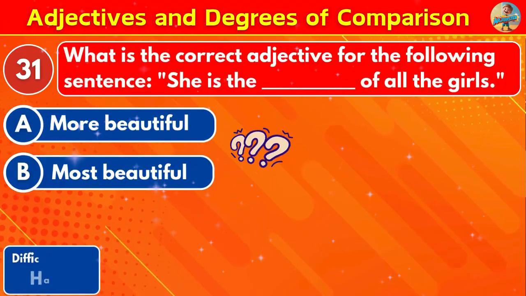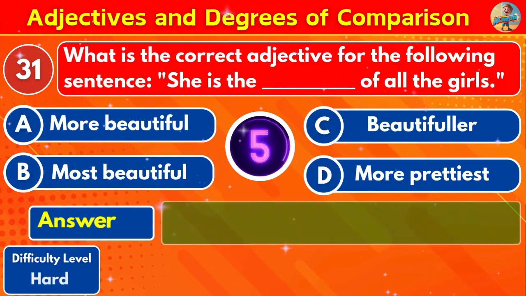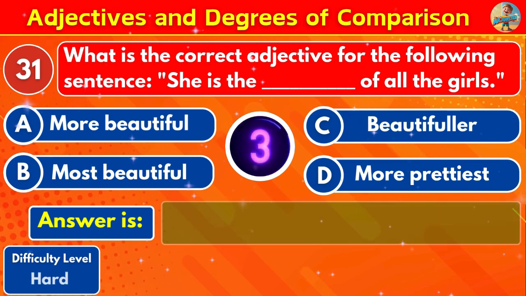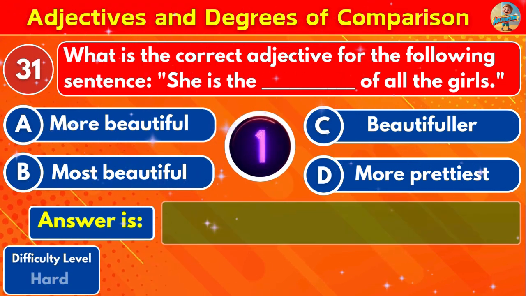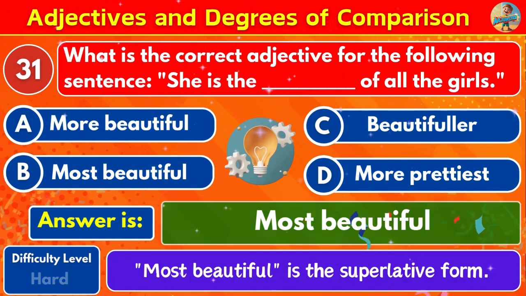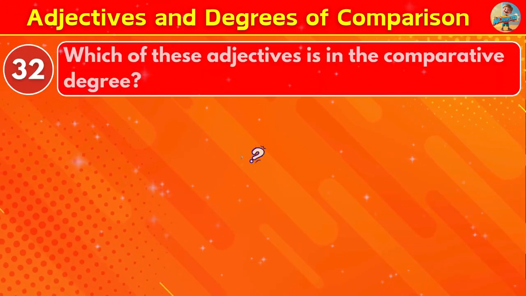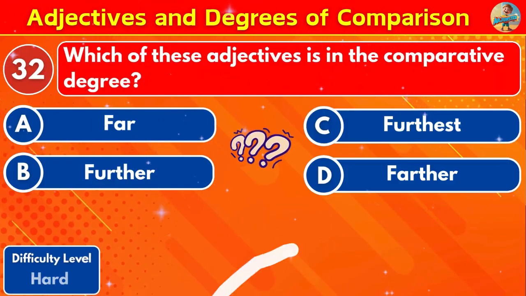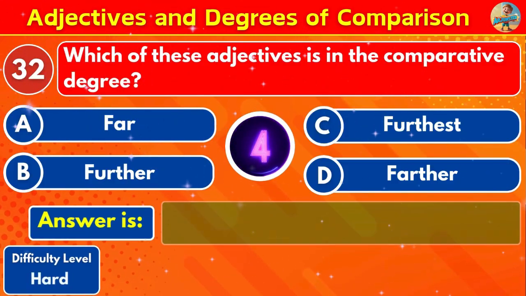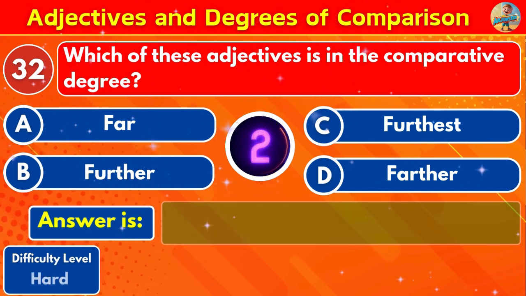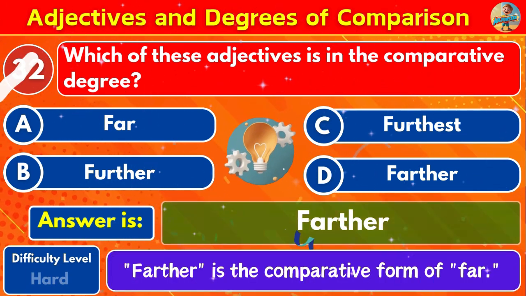Question 31 is, what is the correct adjective for the following sentence? Answer 31 is, most beautiful. Question 32 is, which of these adjectives is in the comparative degree? Answer 32 is, farther.